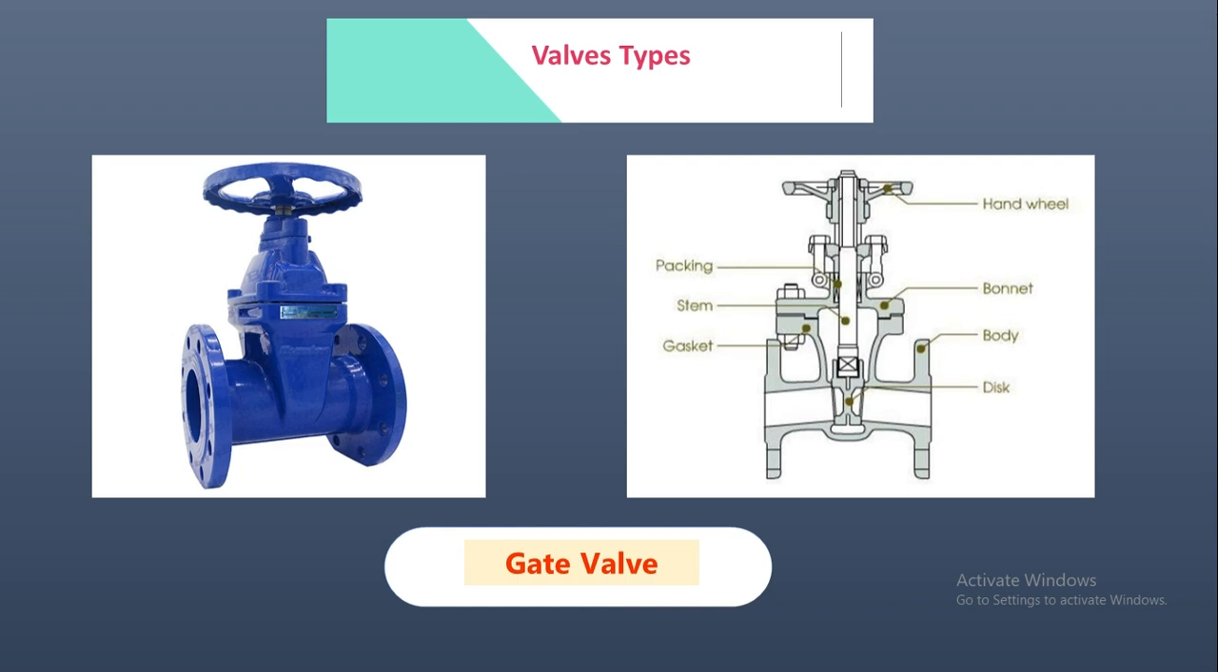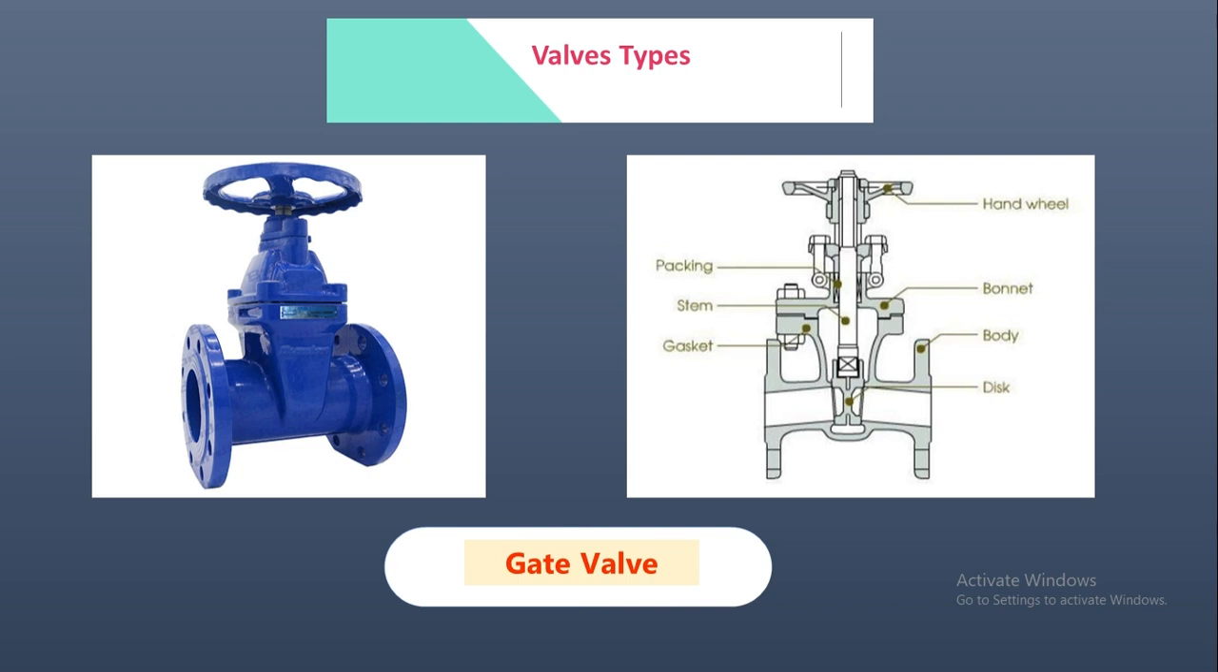This type of valve is normally used in a fully open or fully closed position. Gate valves are generally used in systems where low flow resistance for a fully open valve is desired, and there is no need to throttle the flow. The advantages of gate valves are: number one, it has good shut-off characteristics. Number two, the pressure loss through the valve is minimal.